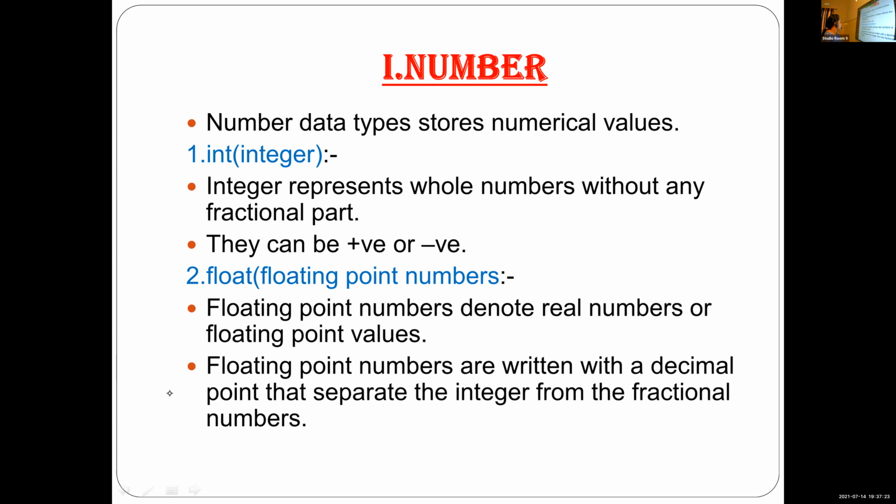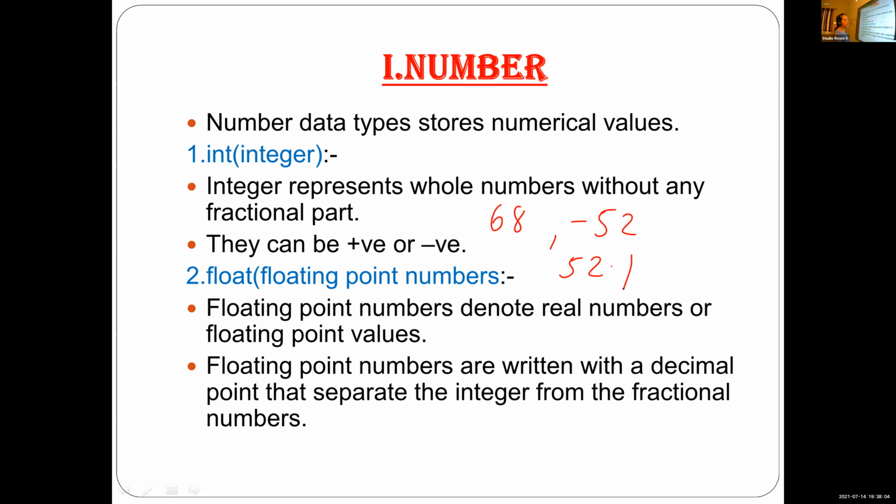Okay. So the number data type is for numerical values, that means for number representation. The first type of number data type is int or integer. Integer means whole number, either a positive number or a negative number, a number without any fractional part. For example, 68 is one integer number. Or negative 52 is another integer number.